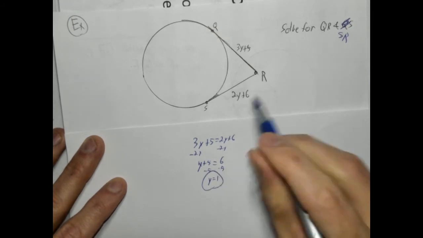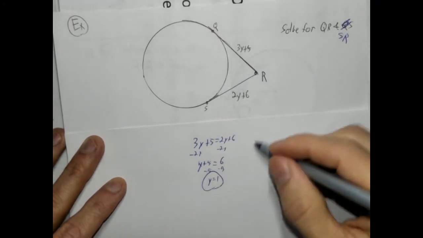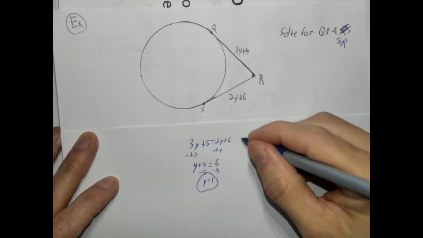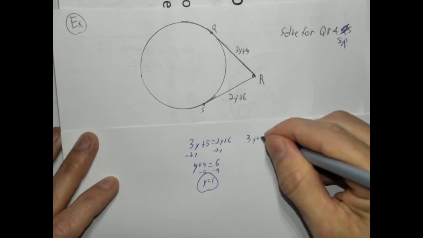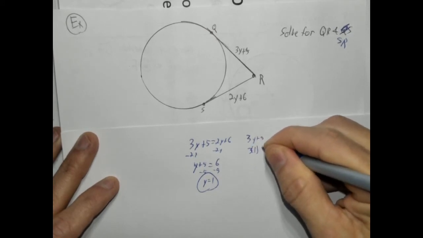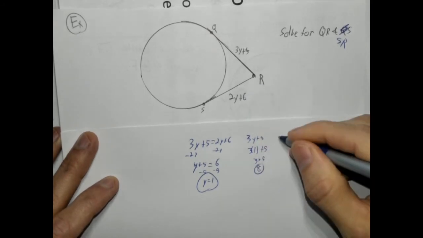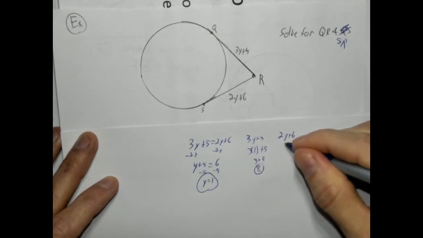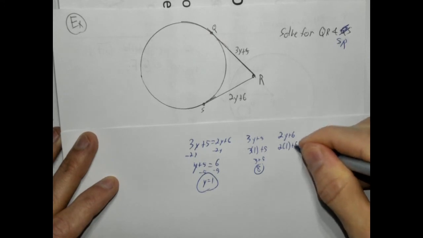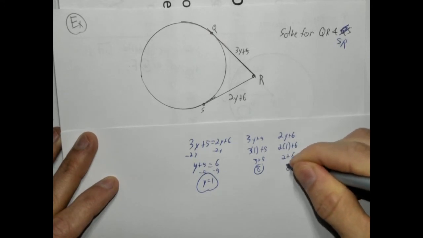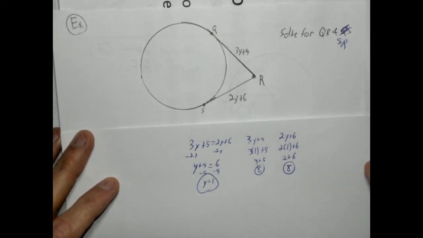But it's not asking us for y, it's asking us for the actual lengths of those tangents. We're going to plug y back in. So we have 3y plus 5, 3 times 1 plus 5, 3 plus 5, and that is 8. So this should be 8 as well. Let's see if it works. 2y plus 6. 2 times 1 plus 6, 2 plus 6, 8. Yep. So they are indeed the same length.